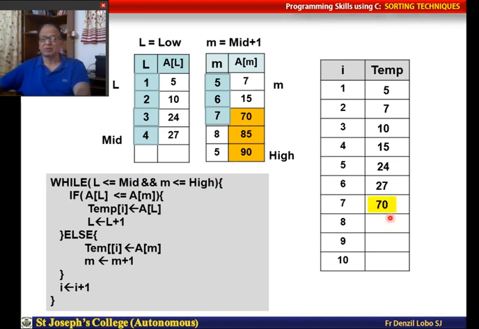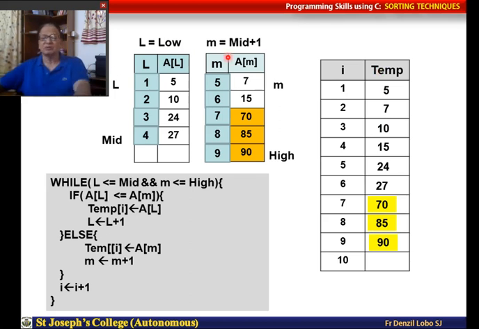So 70 goes there, 80, then 85 goes there, and 90 goes there into this temporary array. And this is how we merge these two lists. I'm showing how you merge the two lists. Now we come to the function.